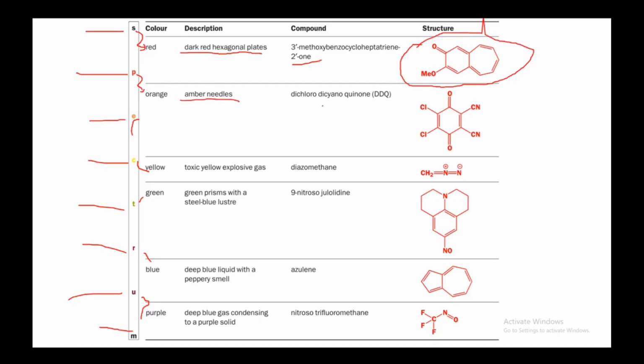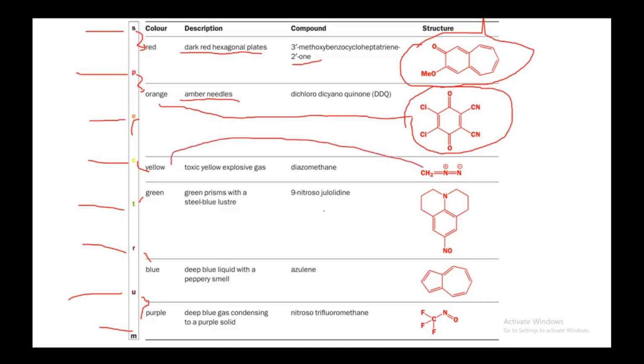Orange, amber needles, dichlorodicyanoquinone, DDQ. This is the molecule which has orange color. Yellow, toxic yellow explosive gas, diazomethane. This is a very tiny molecule which is yellow in color. Green prisms with a steel blue luster, 9-nitroso-julolidine, that is the structure.